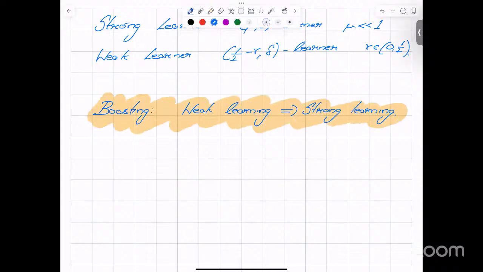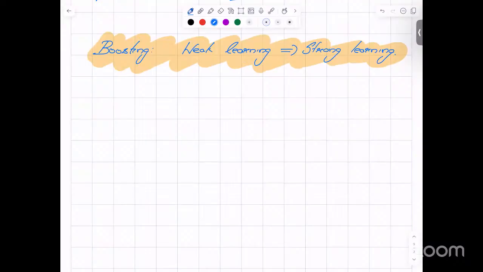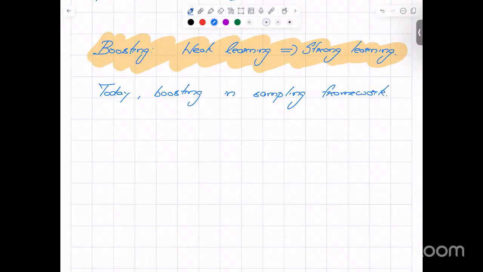And this will be a consequence of two parts. One part which we'll do now, another part which will happen two lectures from now. What we'll show today is boosting by the sampling framework. We'll assume we have a weak learner and we're going to come up with a strong learner.